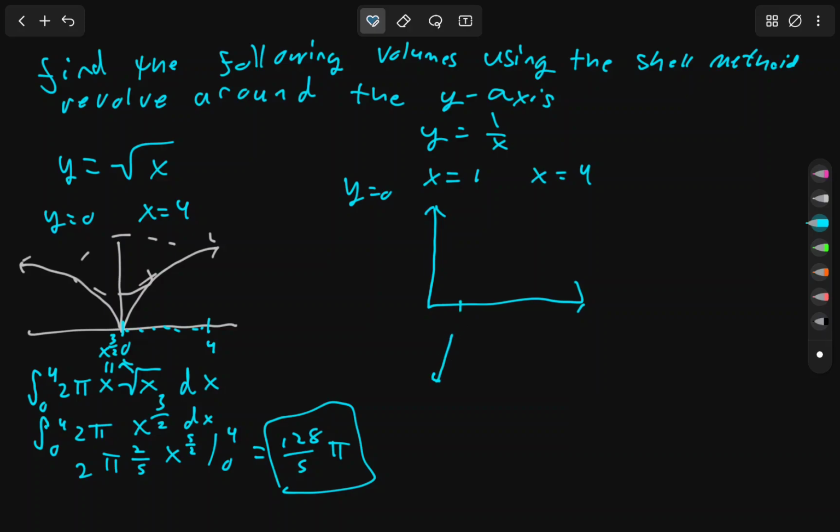Or actually, no, sorry, this is 1 over x. So it's going to look something on the lines of this. And we're rotating the shape around the y-axis.